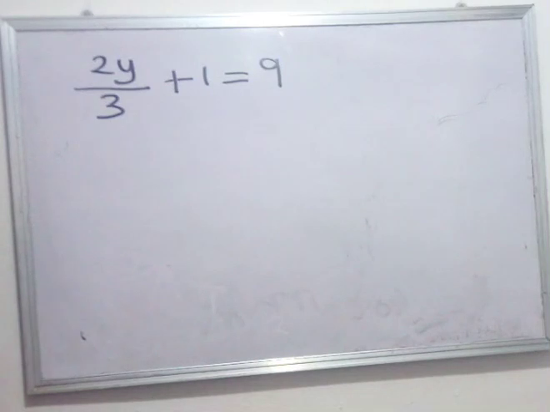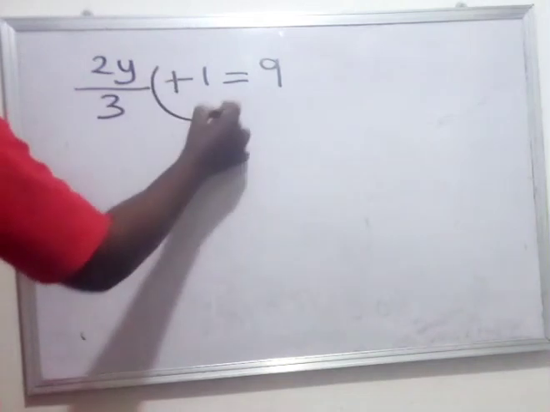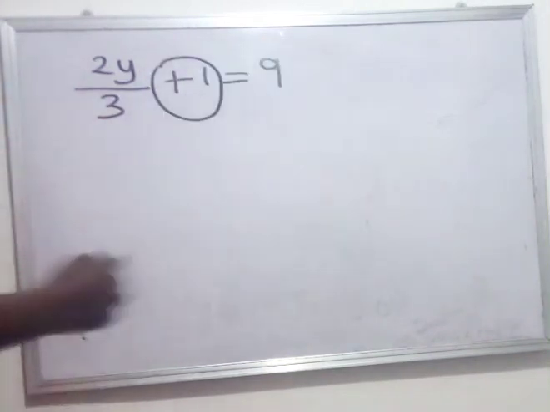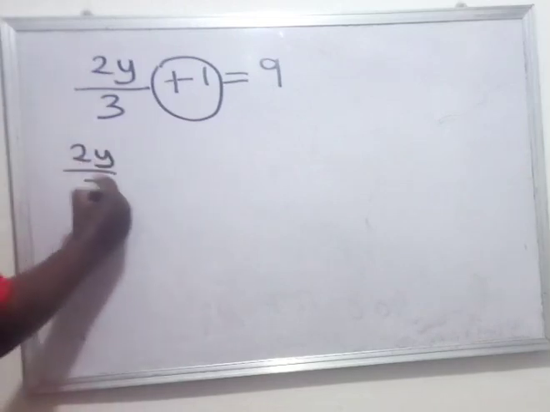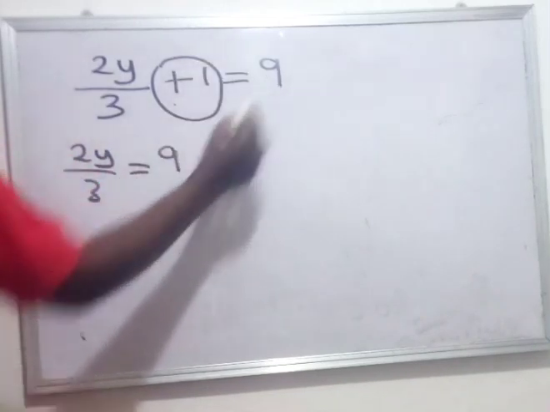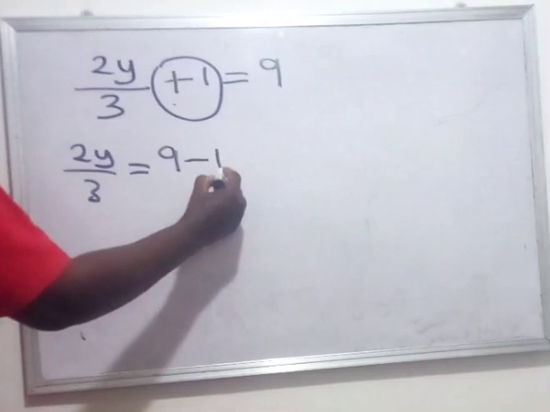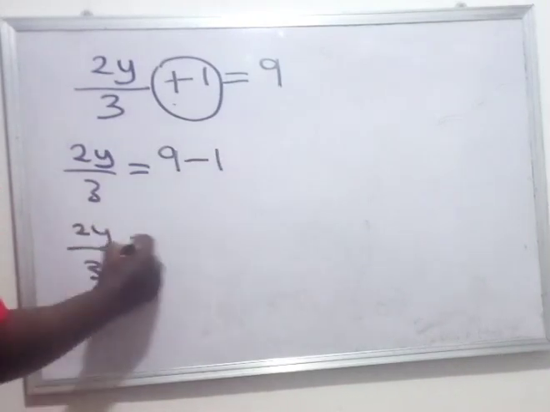So in this case, 2y over 3 has a symbol, while the others are just whole numbers. 1 is a whole number, 9 is a whole number. So we can start by taking this plus 1 out so that it meets its like term, which is 9. So this becomes 2y over 3 is equal to 9. When plus 1 goes out, it becomes minus 1. And then our 2y over 3 is equal to 8.